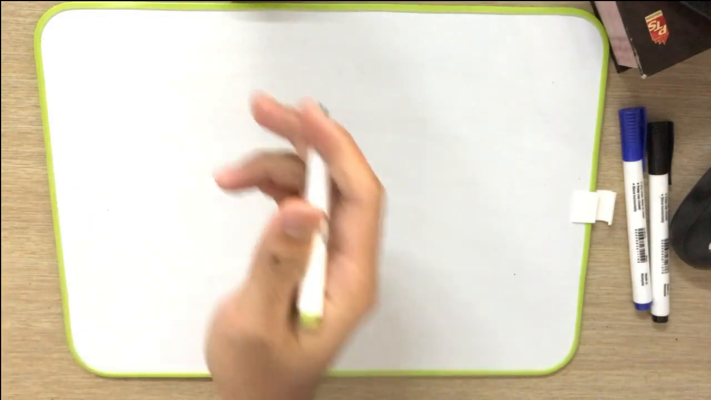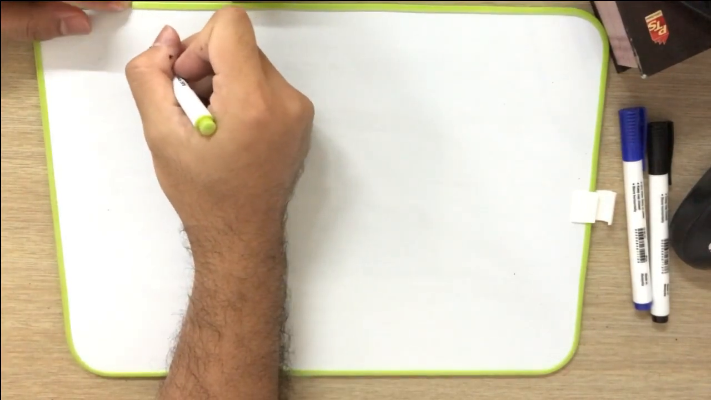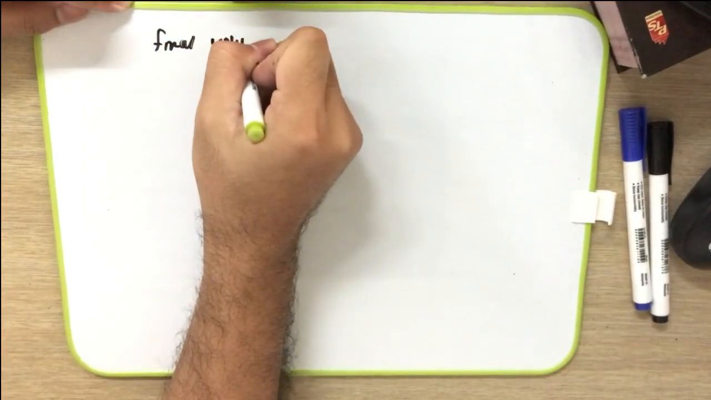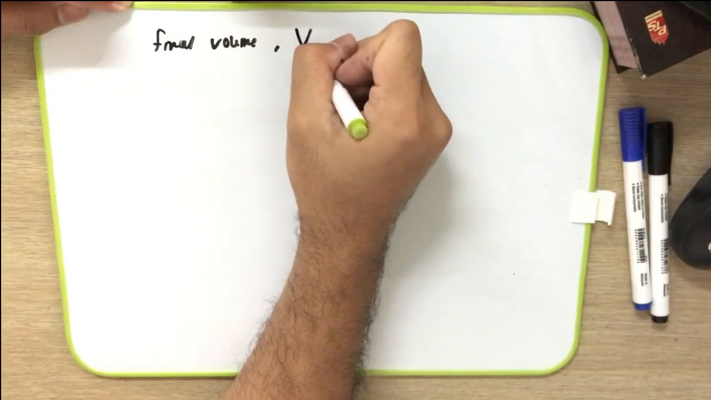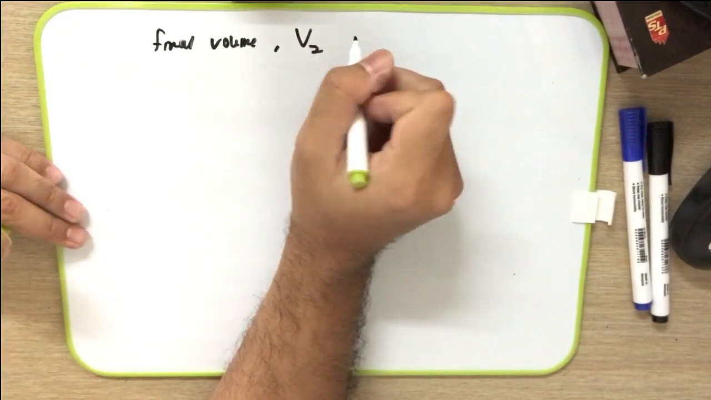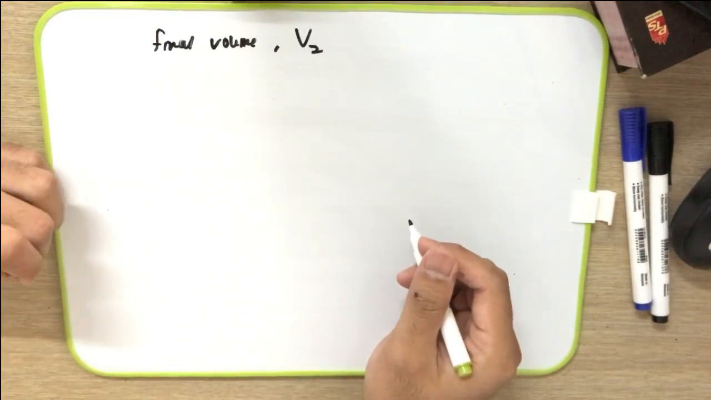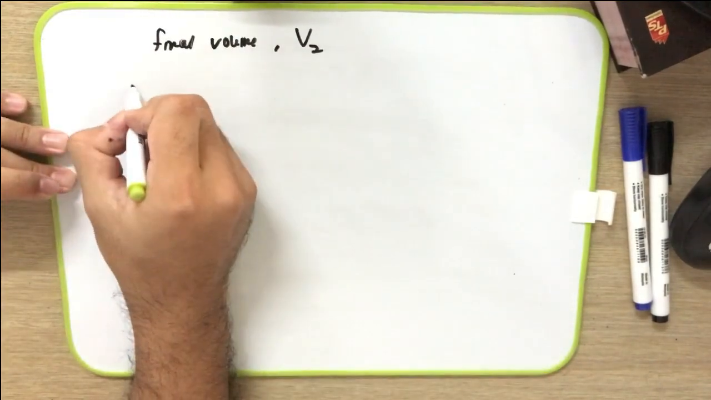Alright, for this question, you need to find the final volume, or V2, which means V at state 2. Okay, clearly in the question we can see there are two states, state 1 and also state 2.